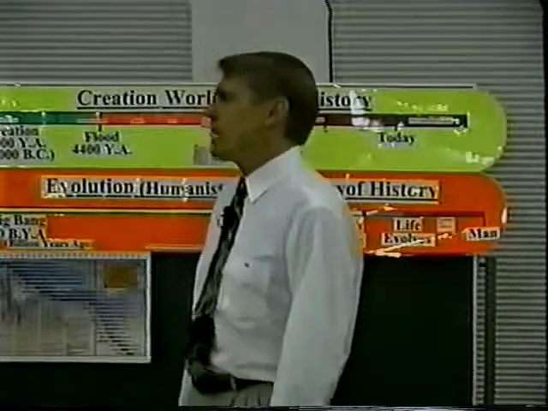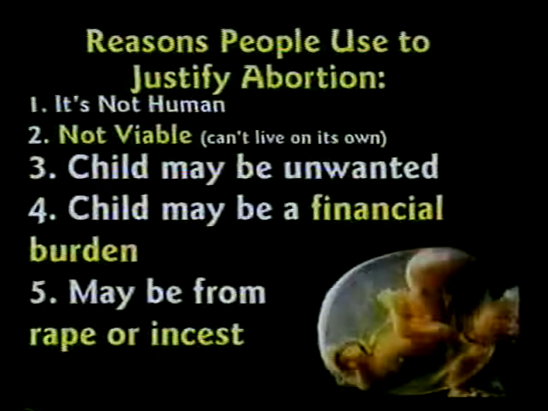They're going to say the child may be from rape or incest. Okay, well, that's horrible. But why kill the child? Why not kill the rapist? Why do we always have to kill the child? Why don't we abort the mother once in a while? Why do we not even think of these things?